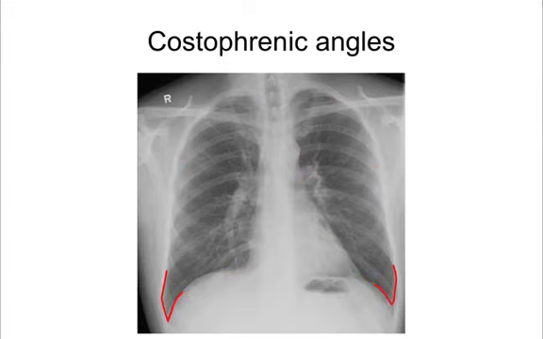So the costophrenic angles, you should always be able to draw out nice, sharp costophrenic angles. If you cannot, then this may indicate either the presence of an effusion, where the costophrenic angle is termed as blunted, or hyperinflation, where flattening of the hemidiaphragms occurs.